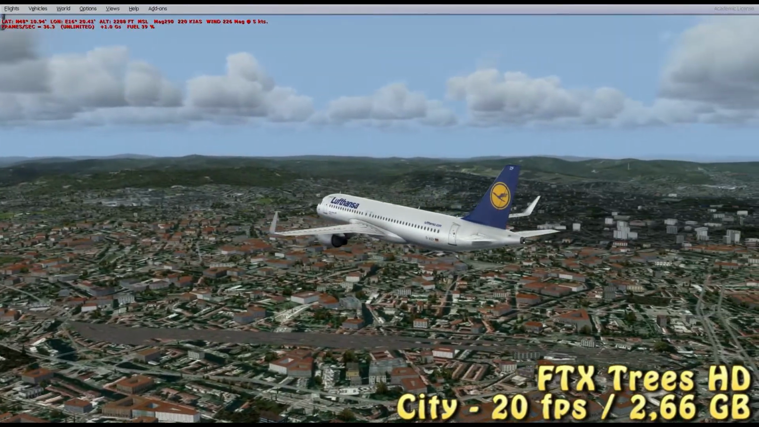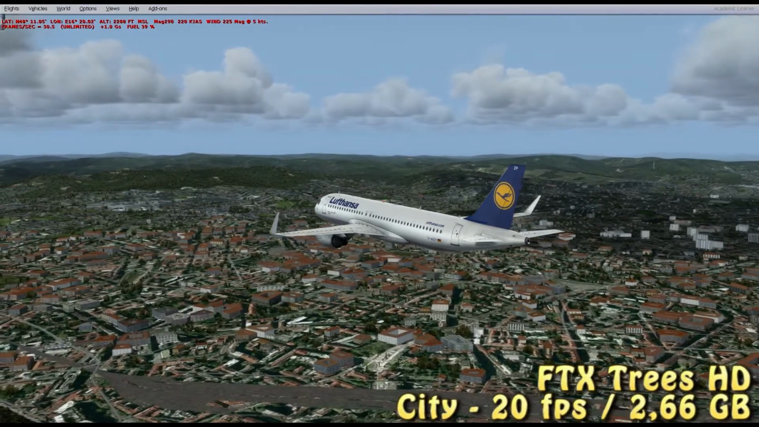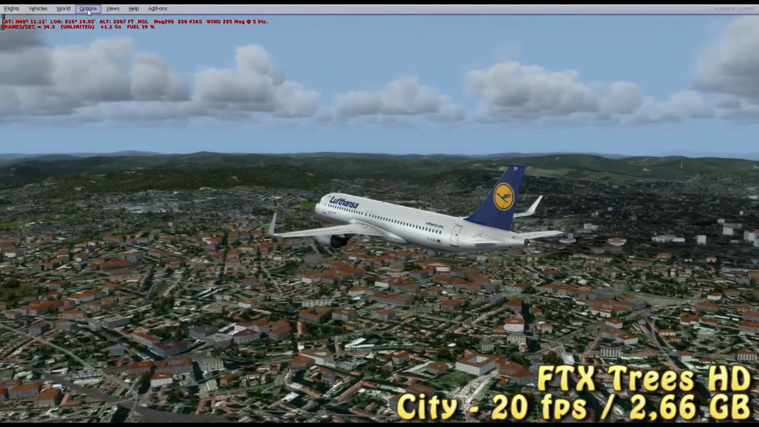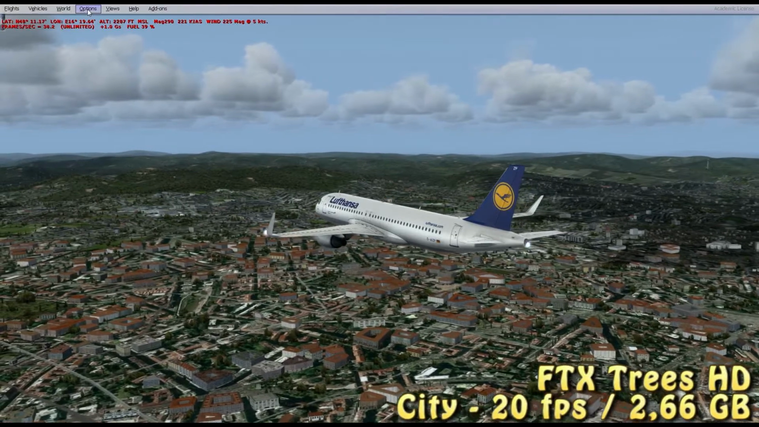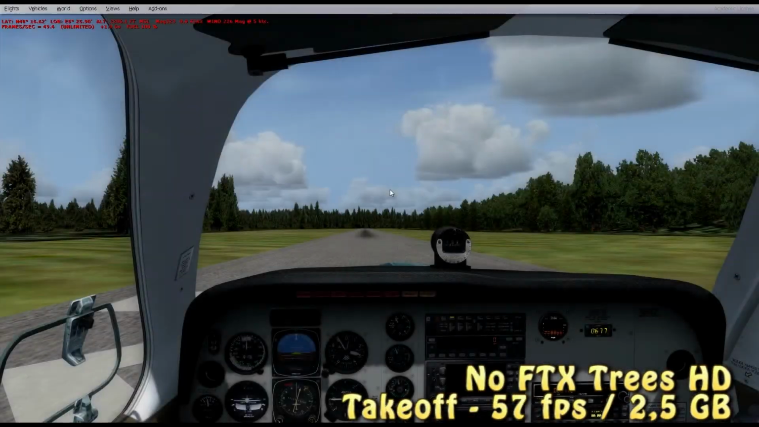And this is also with Fraps running. Keep that in mind. I'm recording this with Fraps, so Fraps is also deducting some frames. So let's move on to the VFR setting and let's see how FTX performs there.